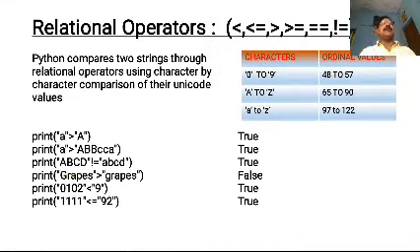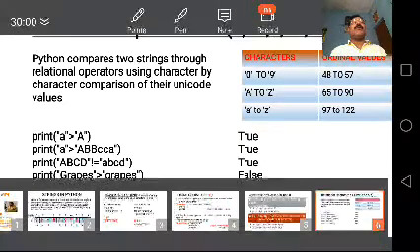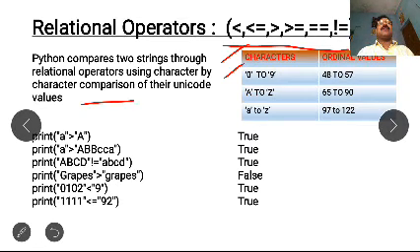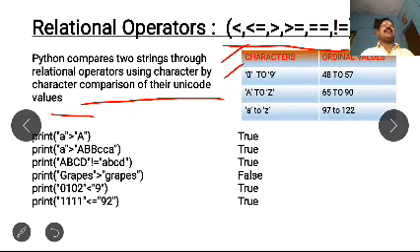Here, relational operators. Very good. There are so many relational operators. We already know less than, equal to, greater than, not equal to. If you want to compare two strings, whether they are equal or not, you can use these relational operators. Python compares two strings through relational operators using character by character comparison of their Unicode values. That's what I was telling you in your previous slides also.